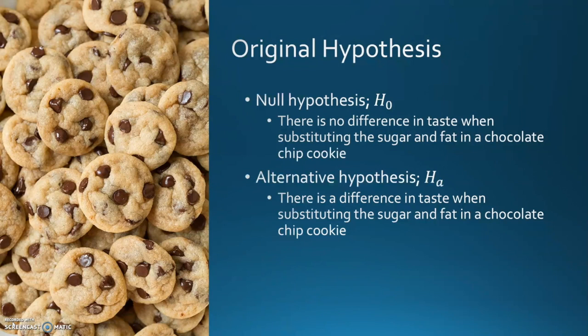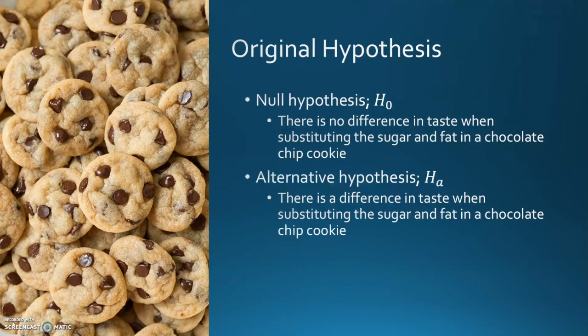Our original hypothesis, or our null hypothesis, is that there is no difference in taste when substituting the sugar and fat in a chocolate chip cookie. Our alternative hypothesis is that there is a difference in taste when substituting the sugar and fat in a chocolate chip cookie. However, realistically, our expectations are that there will be a difference based on the ingredients that you put into the cookie.